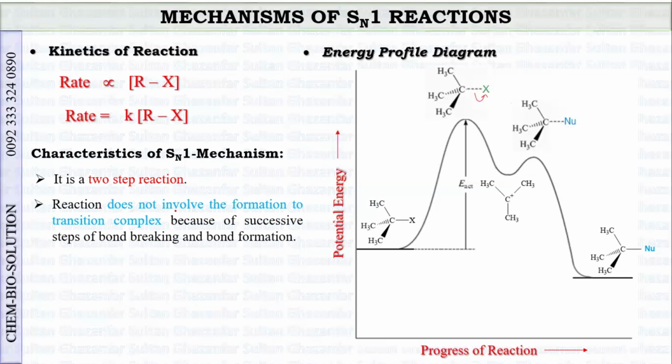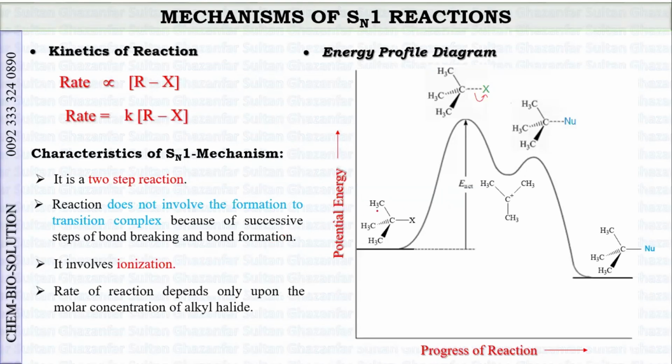Here, what we are saying is that an intermediate is formed. So it occurs through ionization, and the ionization produces an intermediate. And the rate of reaction depends only upon the molar concentration of the alkyl halide, which we have already discussed. So these are the main features of the SN1 mechanism.